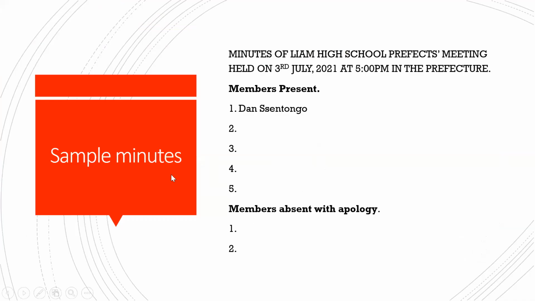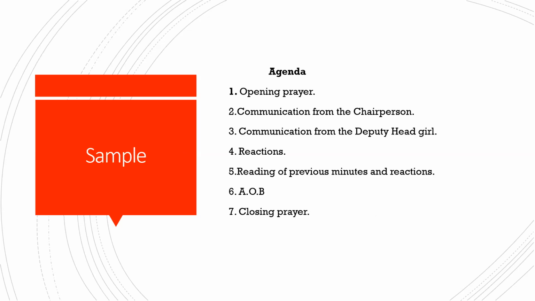Okay, so after you have your members present, then you can have your members absent with apology. If there are two people missing, then you write their names. That is if they actually sent in an apology. Now, if they did not send in an apology, then after you have written those who apologized, you can have members absent without apology. So the ones who haven't sent in an apology come last when you're writing your list of attendance or people who are supposed to have attended the meeting. After you have done that, then you write your agenda.